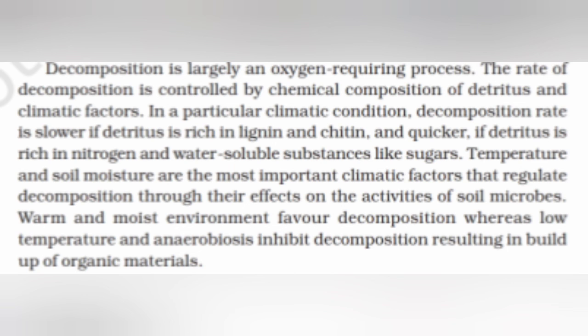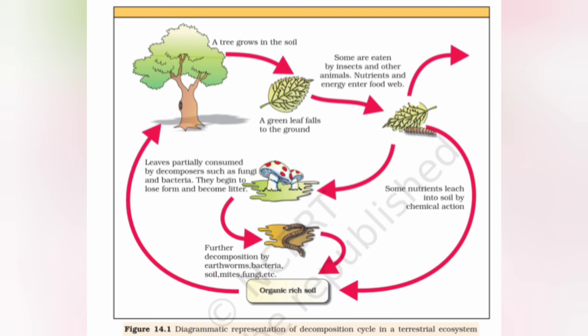Temperature and soil moisture are the most important climatic factors that regulate decomposition through their effects on the activities of soil microbes. Warm and moist environments favor decomposition, whereas low temperature and anaerobiosis inhibit decomposition, resulting in buildup of organic materials.